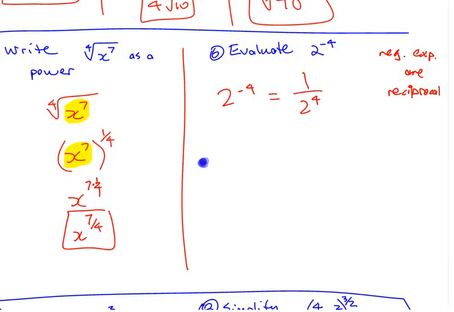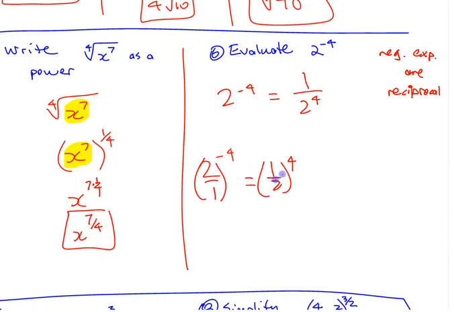Or you could think about it like this. Some of you would prefer to write this number as a fraction. If it helps, write the base as a fraction all the time if you want. Instead of writing it as 2 to the negative 4th, you could say 2 over 1 to the negative 4th, because then you can flip it and make it 1 over 2 to the positive 4th.